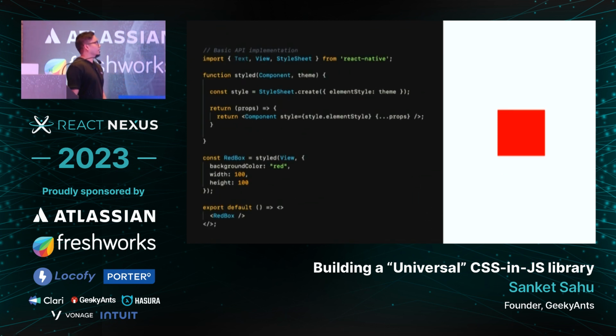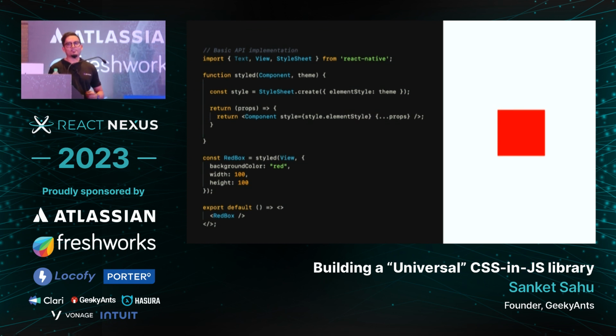Cool? In just 4 lines of code, we can implement the most basic CSS-in-JS library. You can go ahead and create the style sheet object right in the function and pass it in as the default style object all the time, and it just works in just 4 lines of code. But this is just the starting point. It gets way more complicated.